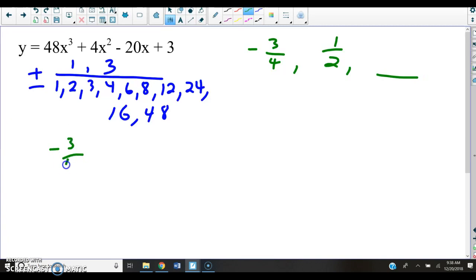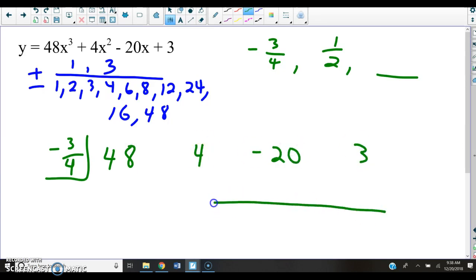Okay, I do not want to be intimidated by fractions. Some of you are saying, yeah, right, Mrs. Reiser. But here we go.